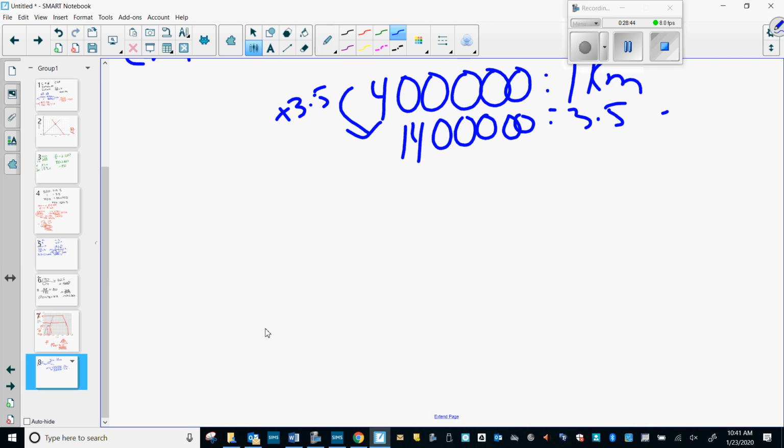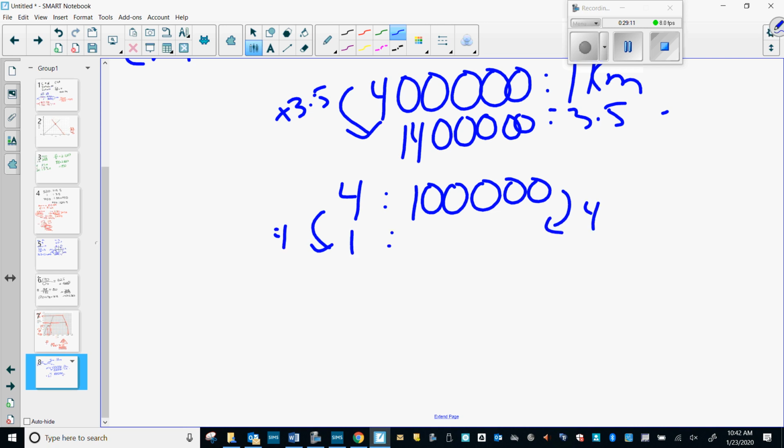And then to work out 1 to n, I kind of reversed how I did it. I converted the kilometers into centimeters so I'd be able to get to 1 easier. So I did 4, and then that would be 100,000 centimeters. Then you divide by 4 to get 1. Divide by 4 equals 25,000.